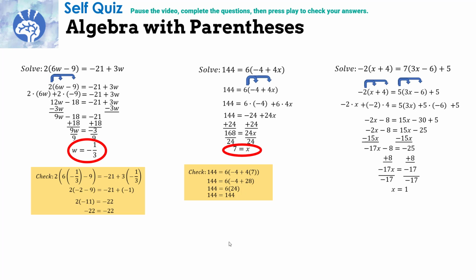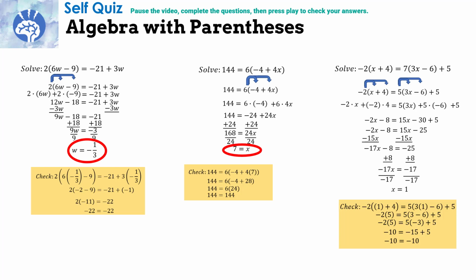But now we need to check it. So what we're going to do is put 1 back in all of the x's in the original equation. We have to follow the orders of operations. So 1 plus 4 is 5. 3 times 1 is 3. 3 minus 6 is negative 3. 5 times negative 3 is negative 15. And negative 2 times 5 is negative 10. Negative 15 plus 5 is negative 10. Since negative 10 equals negative 10, and that's true, x equals 1 is our solution.